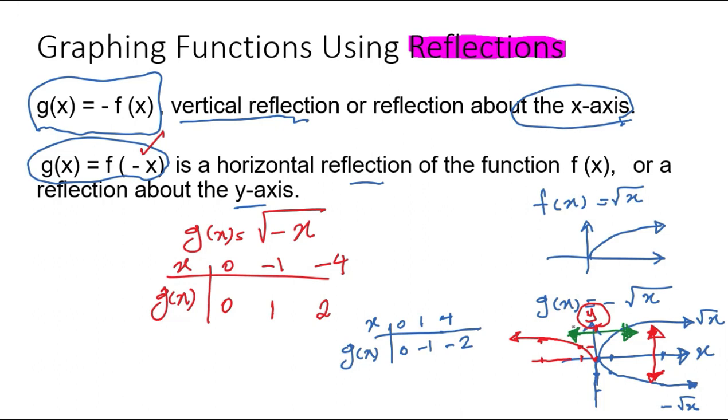This is a good example to remember these rules. So you know this is square root of x, you know this is negative square root of x, and this is square root of negative x. This is f of x, this is negative f of x, and this would be f of negative x. So negative f of x was reflected across the x-axis, or vertically, and f of negative x is a reflection across the y-axis.